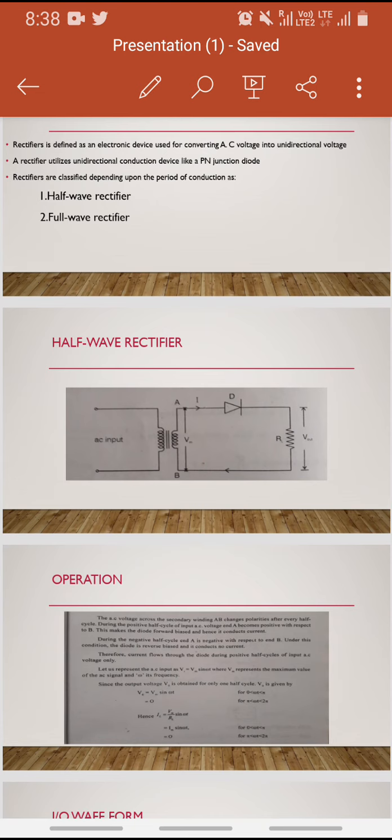During the negative half cycle, end A is negative with respect to B. Under this condition, the diode is reverse biased and conducts no current. Therefore, current flows through the diode during the positive half cycle of the input AC voltage only.